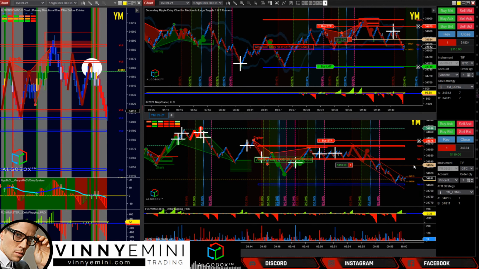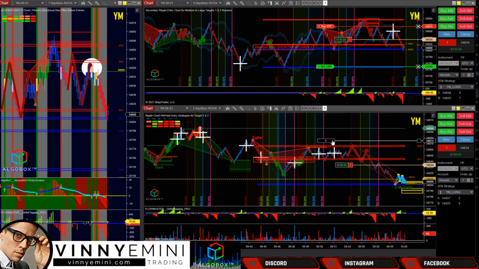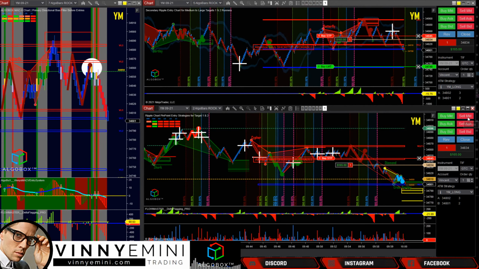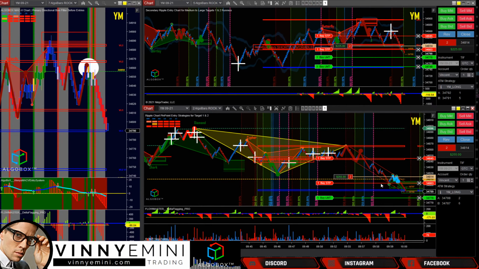Yikes, PRZ right here. So if we pop up, that takes us all the way back to our entry. Okay, blue dot break. I'm going to add to the position. We got sell PRZs building down there for targets.